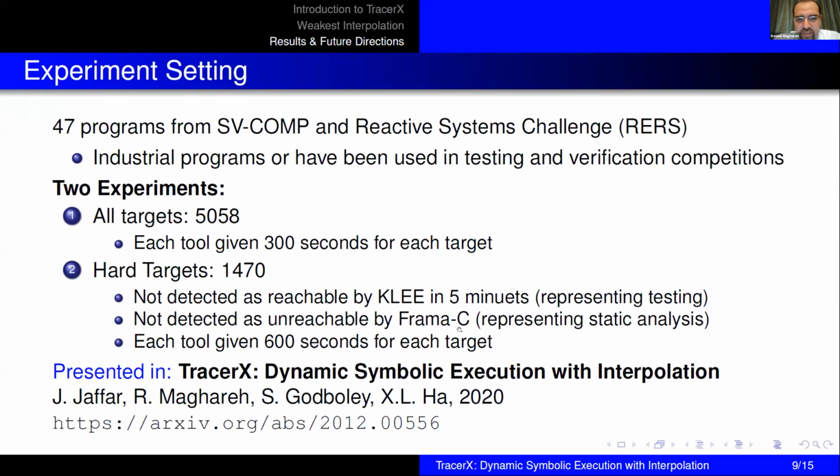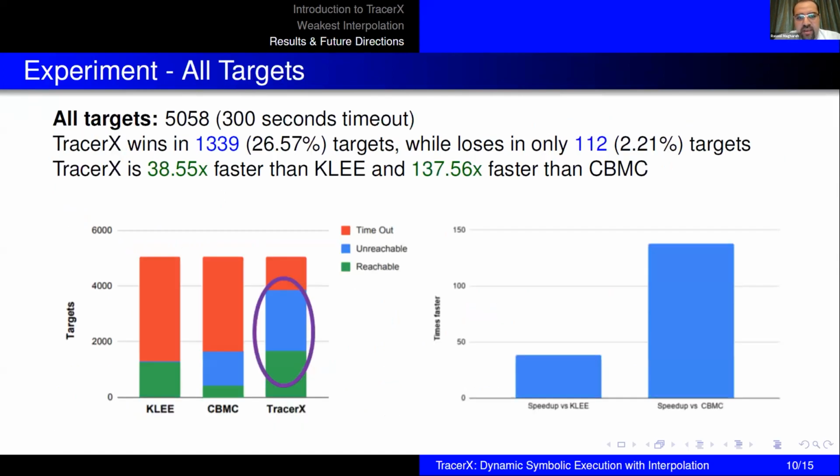From us, it cannot prove it. And for the first group, we give 300 seconds. And for the second group, we give 600 seconds for each of the tools that we have compared with. We compared with KLEE, CVMC, and TracerX. The green color shows the reachable targets, the blue color shows the unreachable targets, and the red shows the timeout.